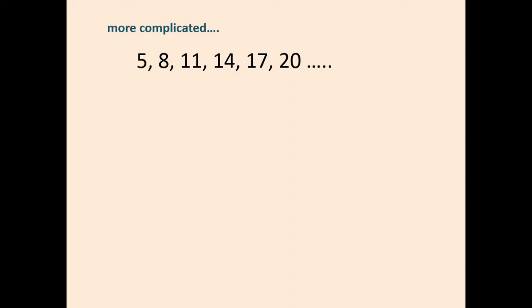How can I work out the nth term for more complicated sequences such as this one here? So 5, 8, 11, 14, 17, and 20. Well, step one is I can work out what the difference is. The difference each time is I'm adding 3 each time. So the common difference is 3, and the reason I always say it's a common difference is because it stays the same.